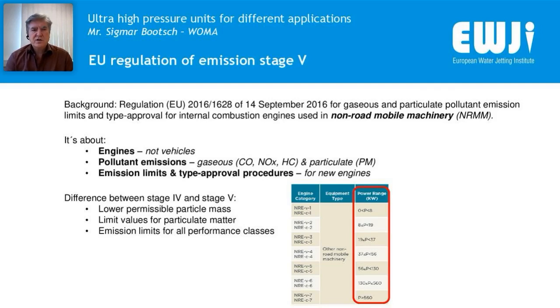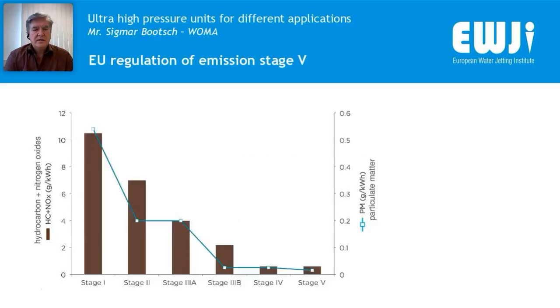So the limits in stage 1 to stage 4 depend on the net power of the diesel engines, but the scope was limited. That means that the emission limits of stage 4 applied to engines from 56 up to 560 kilowatt. In stage 5, all power ranges are listed. In this diagram, the reduction of hydrocarbon and nitrogen oxides on one side and the reduction of the particles on the other side is shown.